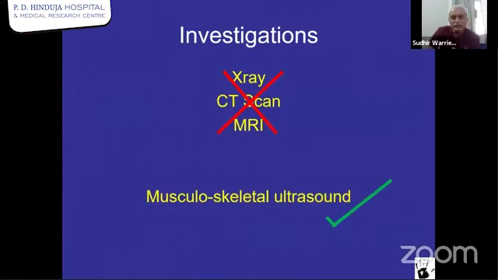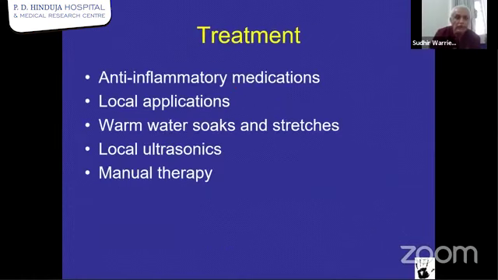What investigations do you think you need to do? Many patients come in with CTs and MRIs and X-rays, etc. They're not useful at all. It's a soft tissue condition. The best investigation is a musculoskeletal ultrasound. And if you have a good sonologist, he can tell you how thick the sheath is. It can tell you how many millimeters thick it is. So you know exactly how it differs from the normal side and whether it is pathological or not.